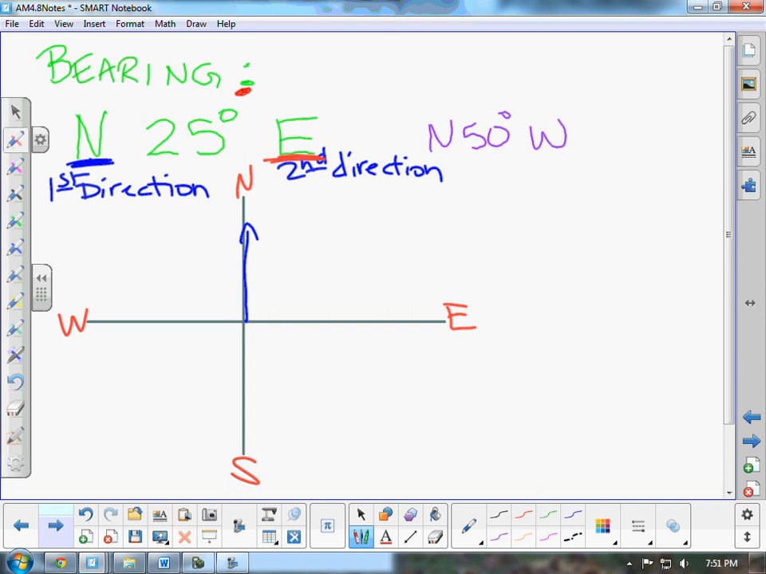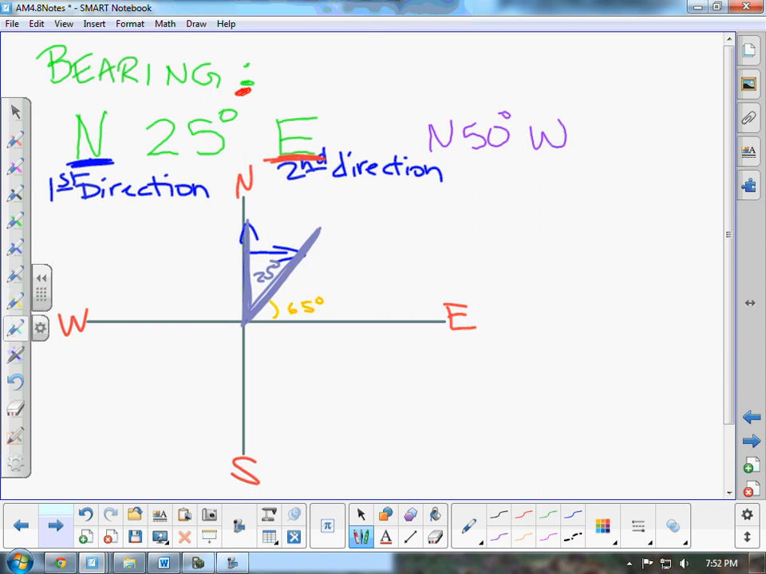So for here, the first direction is north, and then 25 degrees east, which is that way. The angle we are talking about is this one, which is 25 degrees. If that is 25 degrees, then this angle right here is going to be 65 degrees, because these two form a right angle, which means they're complementary, and 90 minus 25 is 65.